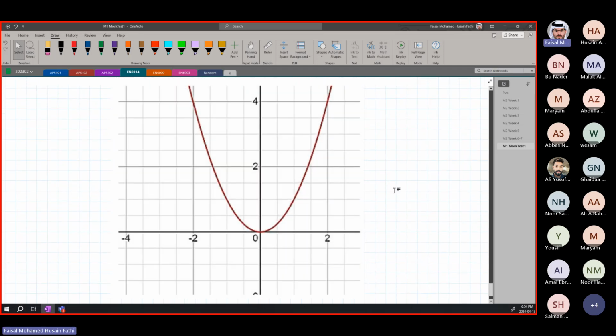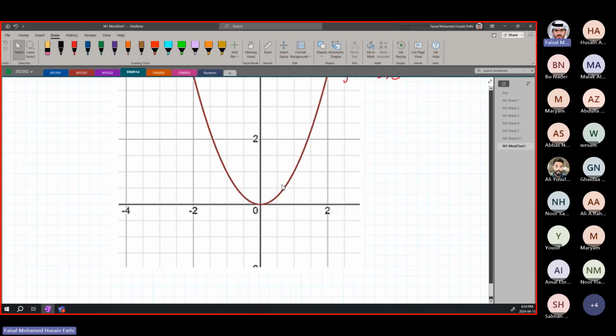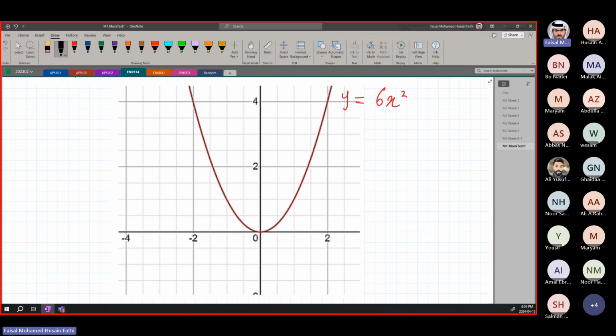Okay, this is our graph. And we know that this is y equals 6x squared. This is our function. So what were the limits of x that was requested, between x equals 0 and x equals 2? This is where x is equal to 0. Over here, x equals 0. And this is x equals 2 over here. So we need to find this specific area of the graph.